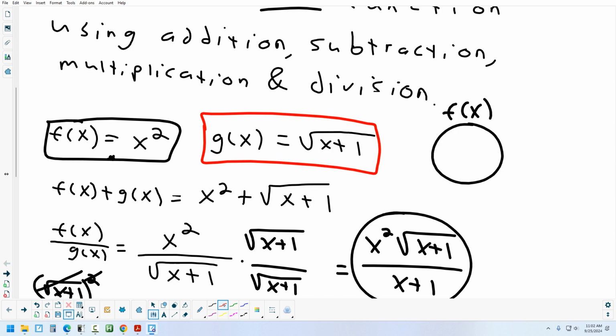Now, let's say this red circle represents all the numbers that you are allowed to plug in for x right there. When you combine these two functions together to create a new one, the domain is like that. The domain is the overlap. It's all the numbers that are in the black circle and the red circle. So that's how you can think of the domain. It's the overlap.